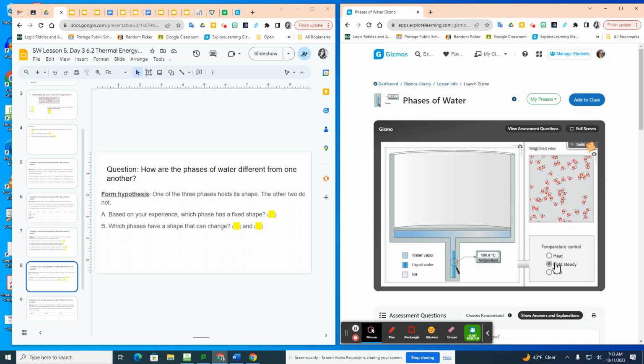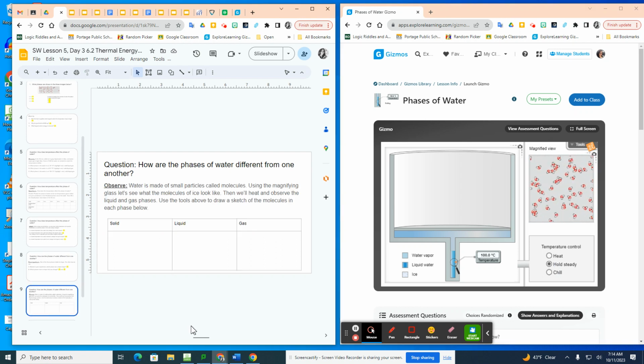So whatever container you put it in, there are 2 phases where their shape can change. So think about maybe a bottle or a jar or a cup. And also think about maybe a balloon. How does a balloon change its shape?